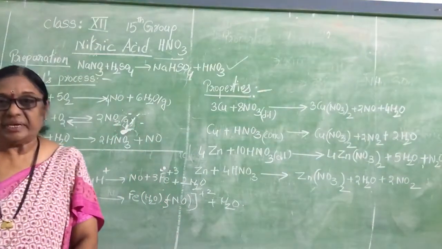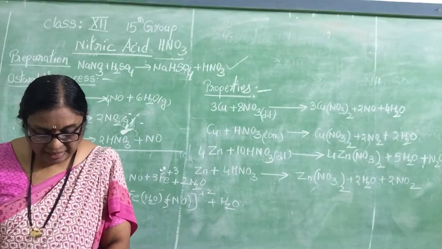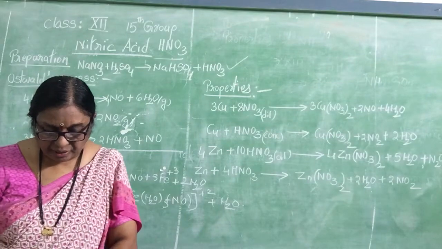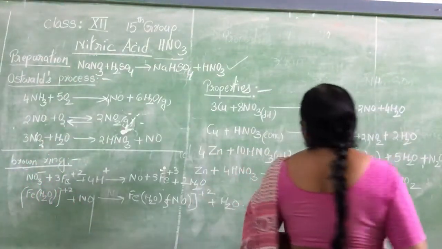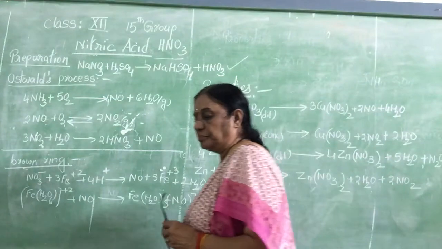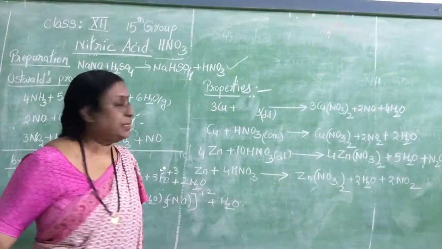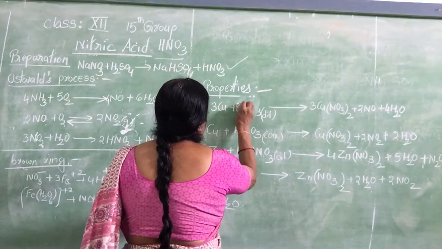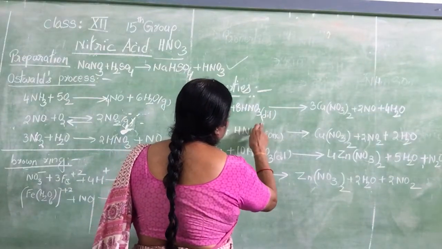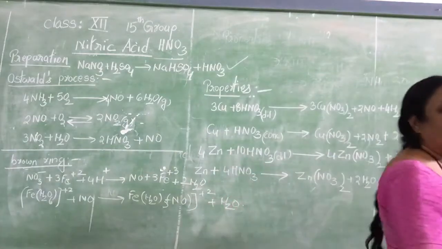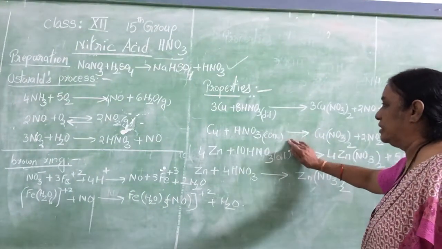The products of oxidation depend upon the concentration of the acid, temperature and the nature of the material undergoing oxidation. Now here, copper reacts with HNO3. Here 8 moles of dilute HNO3, children. Copper reacts with the dilute nitric acid to form copper nitrate, NO and H2O. Note the difference between dilute and concentrated.